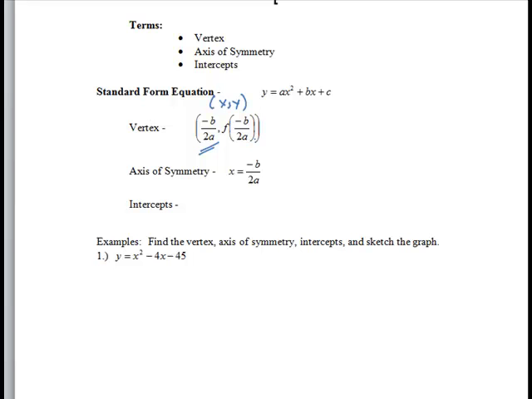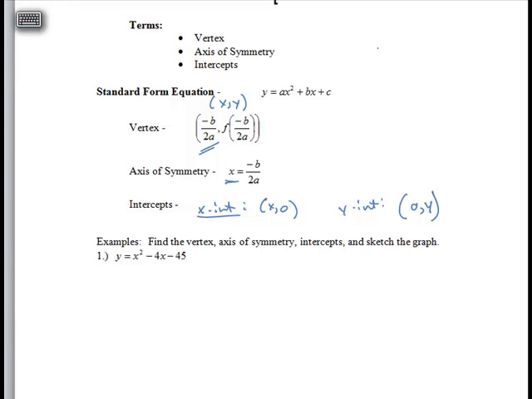Once we have the vertex, as we said, we can easily find a vertical line passing through that point, called the axis of symmetry, which any vertical line is always going to be in the form x equals something, and it's going to be equal to the x-coordinate of the vertex, negative b over 2a, whatever that simplifies to. Then, of course, the intercepts. We know we have the x-intercept. The x-intercept is always where? y is equal to 0. So that's how we find the x-intercept. The y-intercept is always where? x is equal to 0. So that's how we find the y-intercept.